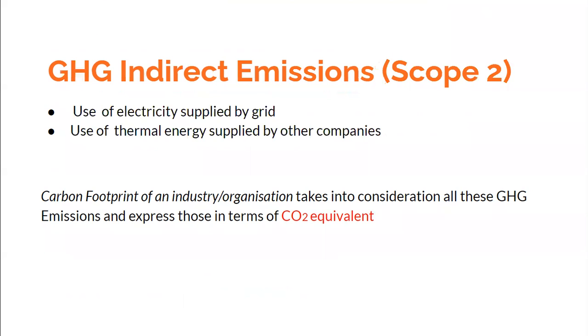That we'll see later. Greenhouse gas emissions emitted indirectly, which fall into scope 2, would include the emissions from grid electricity and from the thermal energy supplied by other companies. So when we calculate the carbon footprint of an industry for scope 2, we need to remember that it includes the electricity supplied from the grid, and the thermal energy supplied from outside by other companies. That is indirect emissions, scope 2.